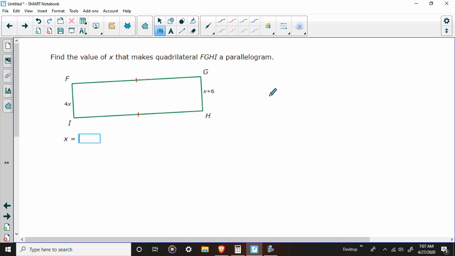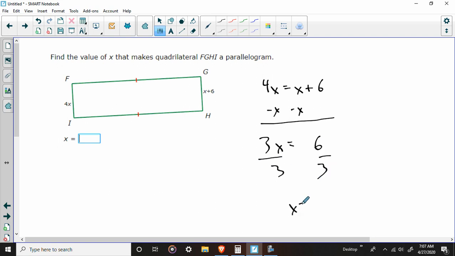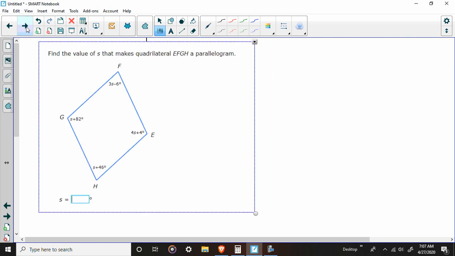The other questions say, what value will make this a parallelogram? Well, I know that these sides are congruent. From our other problems, we also know that if these sides are congruent, then it has to be a parallelogram. So now it's just a matter of solving this. So 3x is equal to 6, and x will equal 2. Is that what they're looking for? Yes. Those are similar to the problems we did last week.